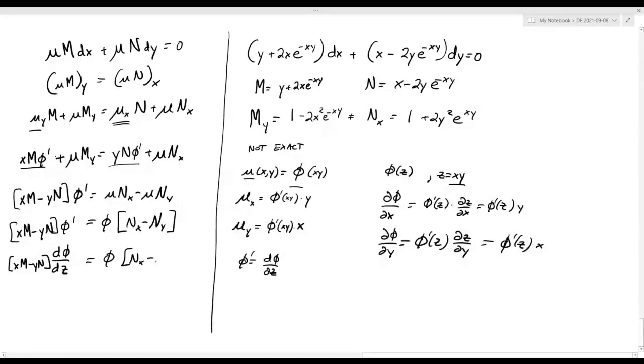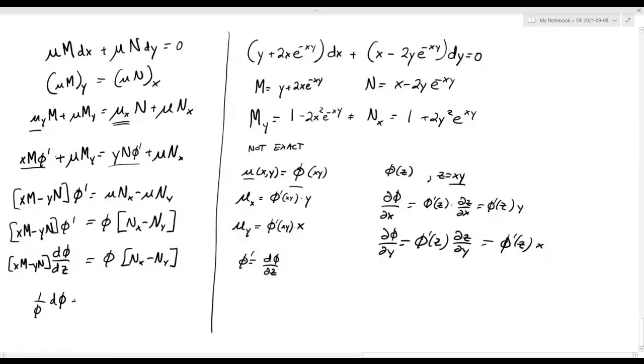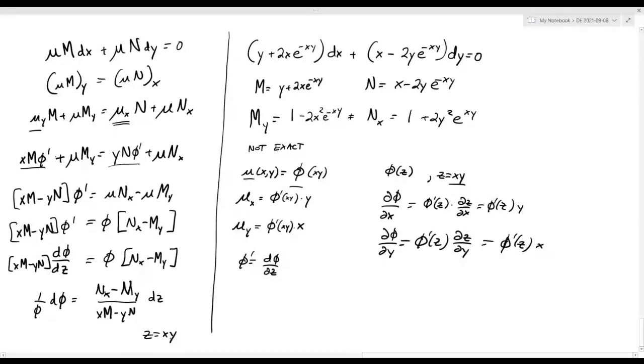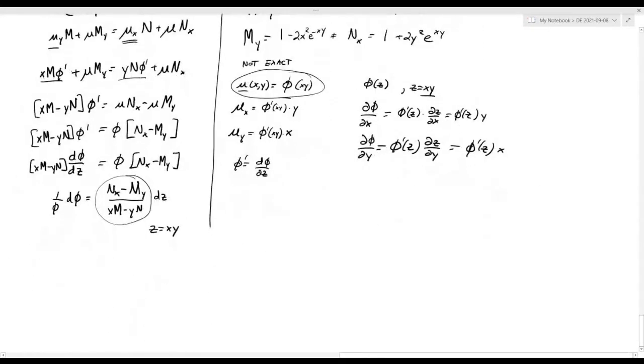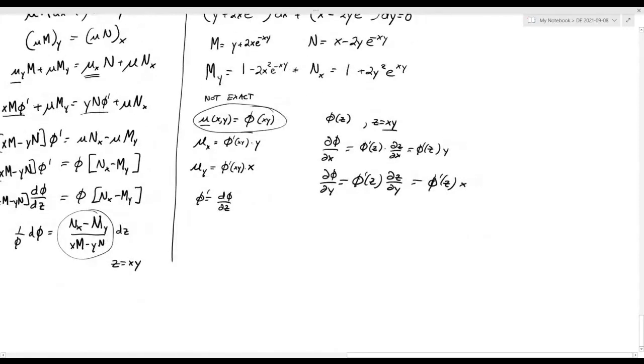We'll then bring all the separate, so we'll write 1 over phi d phi should be the same as, if you remember what z stands for, it stands for x times y. So for our assumption to be correct that mu is a function of x times y, this expression has to be a function of x times y, or z, in other words. So let's check.